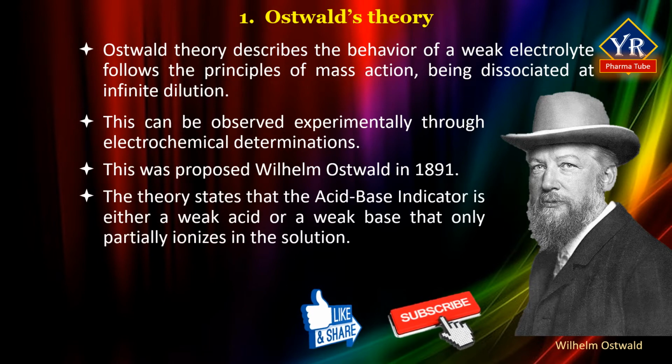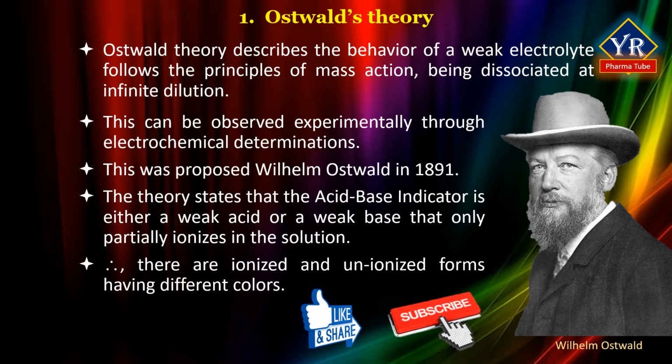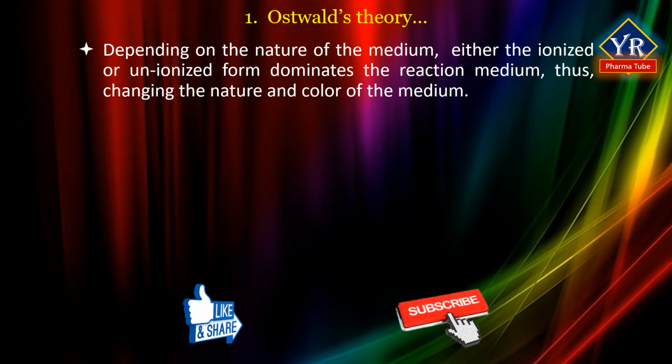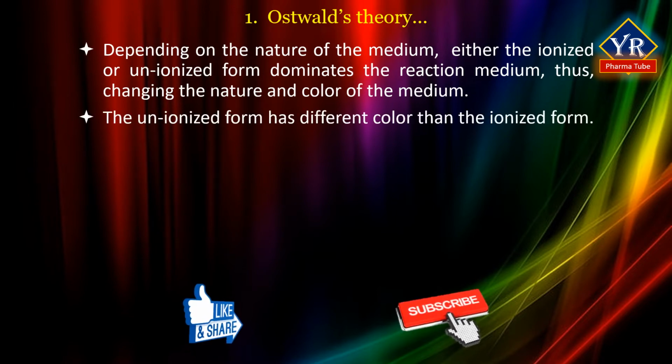This theory states that the acid-base indicator is either a weak acid or a weak base that only partially ionizes in the solution. Therefore, there are ionized and unionized forms having different colors, which also means that the color change is due to the ionization of the acid-base indicator. Depending on the nature of the medium, either the ionized or the unionized form dominates the reaction medium, thus changing the nature of the medium can change the color of the medium. Normally, the unionized form has a different color than the ionized form.